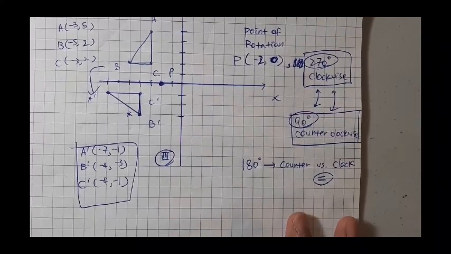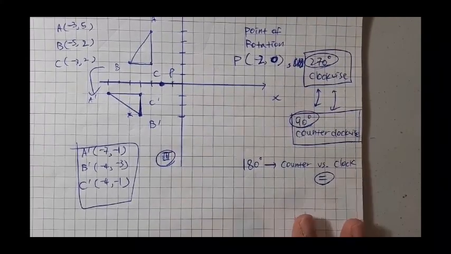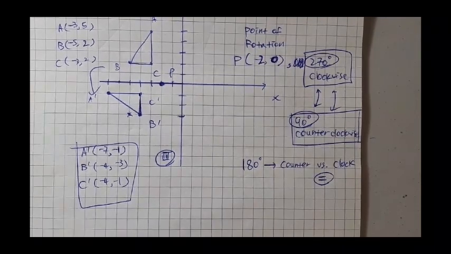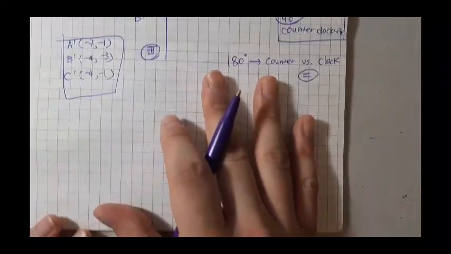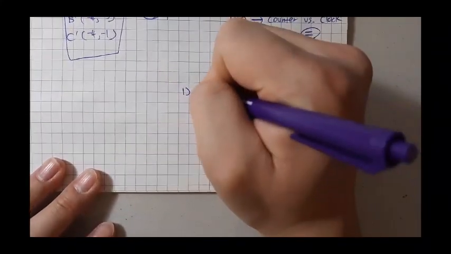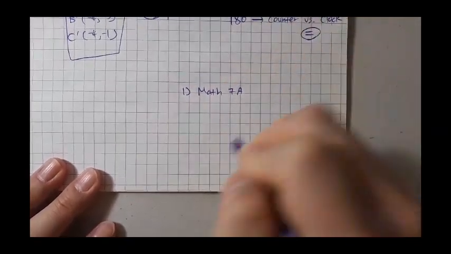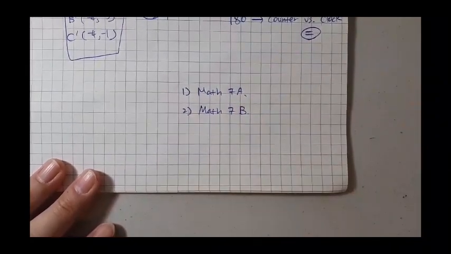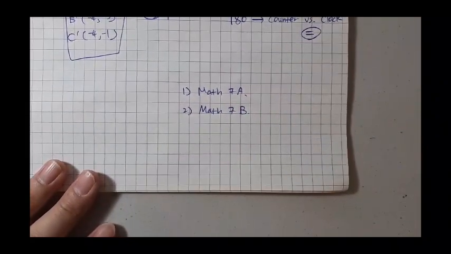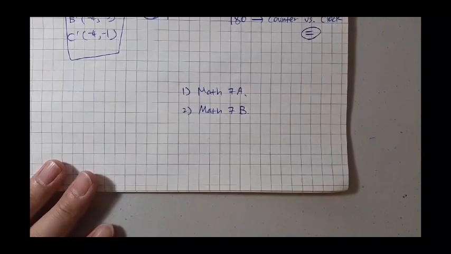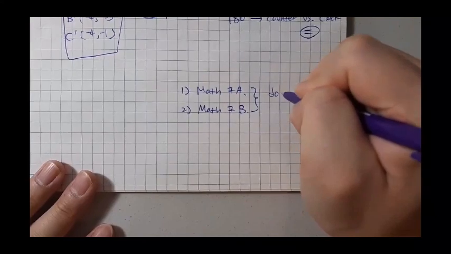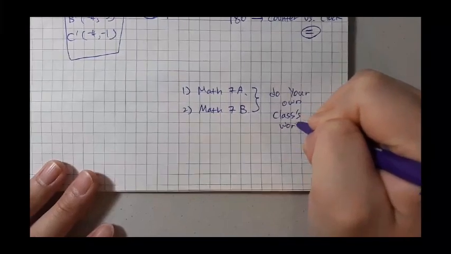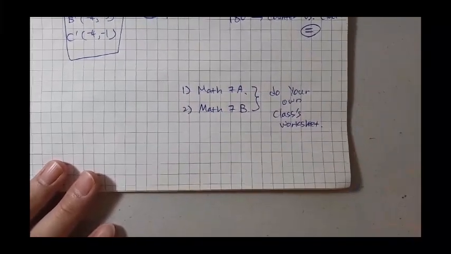So that is my review lesson for today. I want you to go to Google Classroom and click the assignment that I posted. There will be 2 different types of assignment, one with Math 7A in the title, one with Math 7B in the title. I will put who's Math 7A, who's Math 7B if you don't recall, but you should do your own class worksheet. It is slightly different.